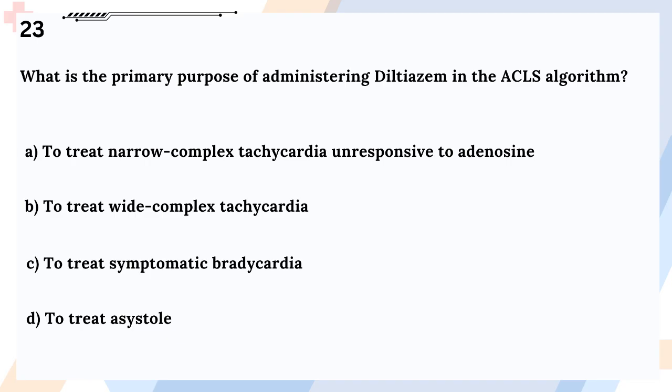Question 23. What is the primary purpose of administering diltiazem in the ACLS algorithm? A. To treat narrow complex tachycardia unresponsive to adenosine. B. To treat wide complex tachycardia. C. To treat symptomatic bradycardia. D. To treat asystole.